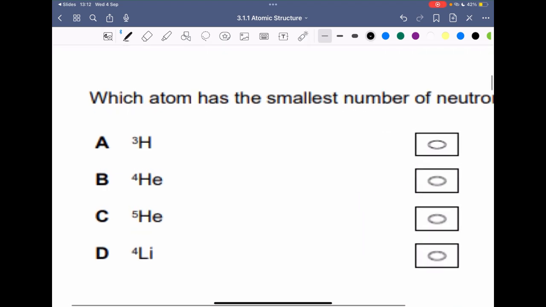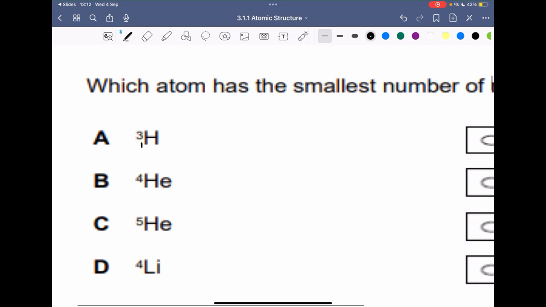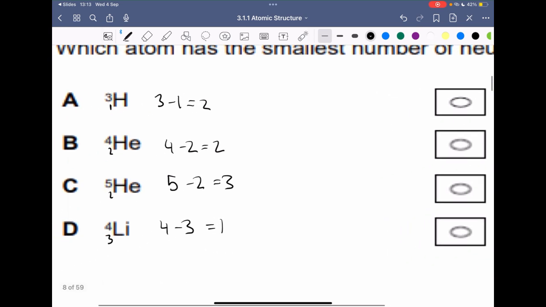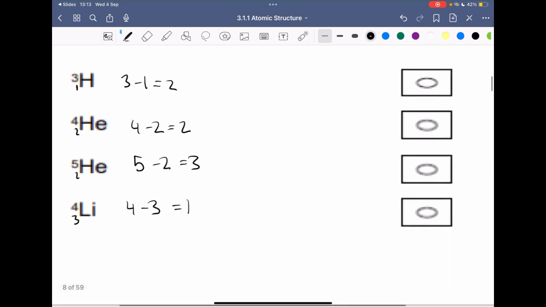Okay, so what I would do first is I'd write the small number in the periodic table, the number of protons. The reason for this is they've given us the big number, and to work out the number of neutrons we need to do big number minus small number. So I'm just going to write down the small numbers. And now we do big number minus small number. So 3 minus 1 equals 2, 4 minus 2 equals 2, 5 minus 2 equals 3, 4 minus 3 equals 1. So our smallest number is 1, which is D.